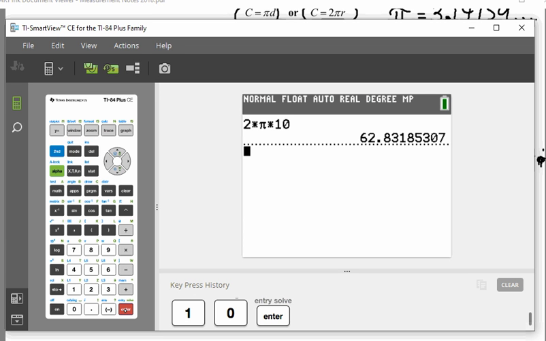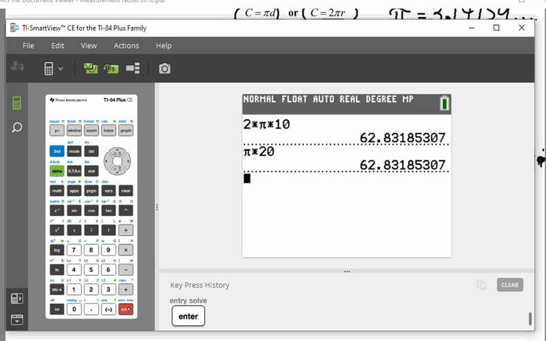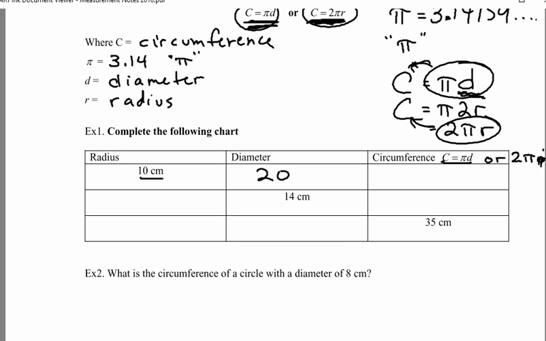If you wanted to do pi times diameter, should get the same thing, same circle. Pi would be second function exponent button to get the pi times the diameter, which is 20, and we get the same thing. Either way, but you should get in the habit of trying to use the pi button. We get a final value, circumference 62.8, and that's centimeters.